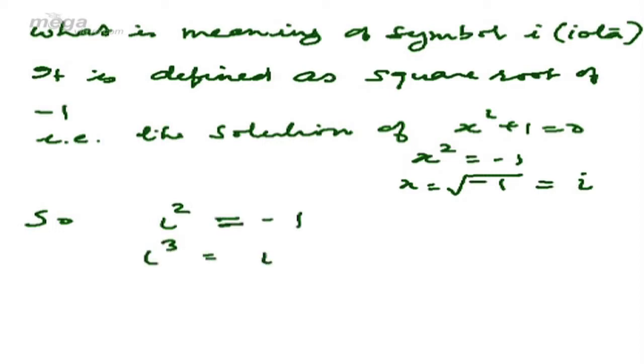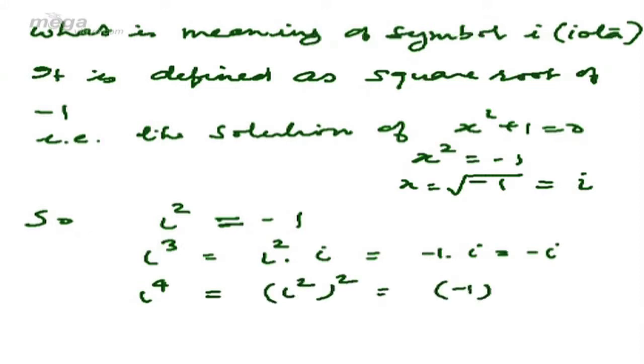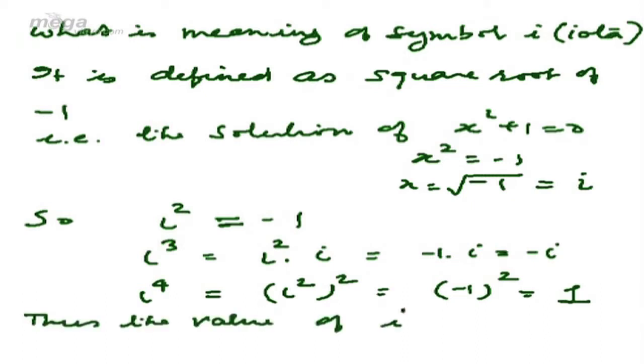i cube is equal to i square into i, that is minus 1 into i, that becomes minus i. i to the power 4 is equal to i square to the power 2, that is minus 1 to the power 2, that becomes 1. Thus the value of i to the power n for n greater than 4 is i to the power r, where r is the remainder when n is divided by 4.